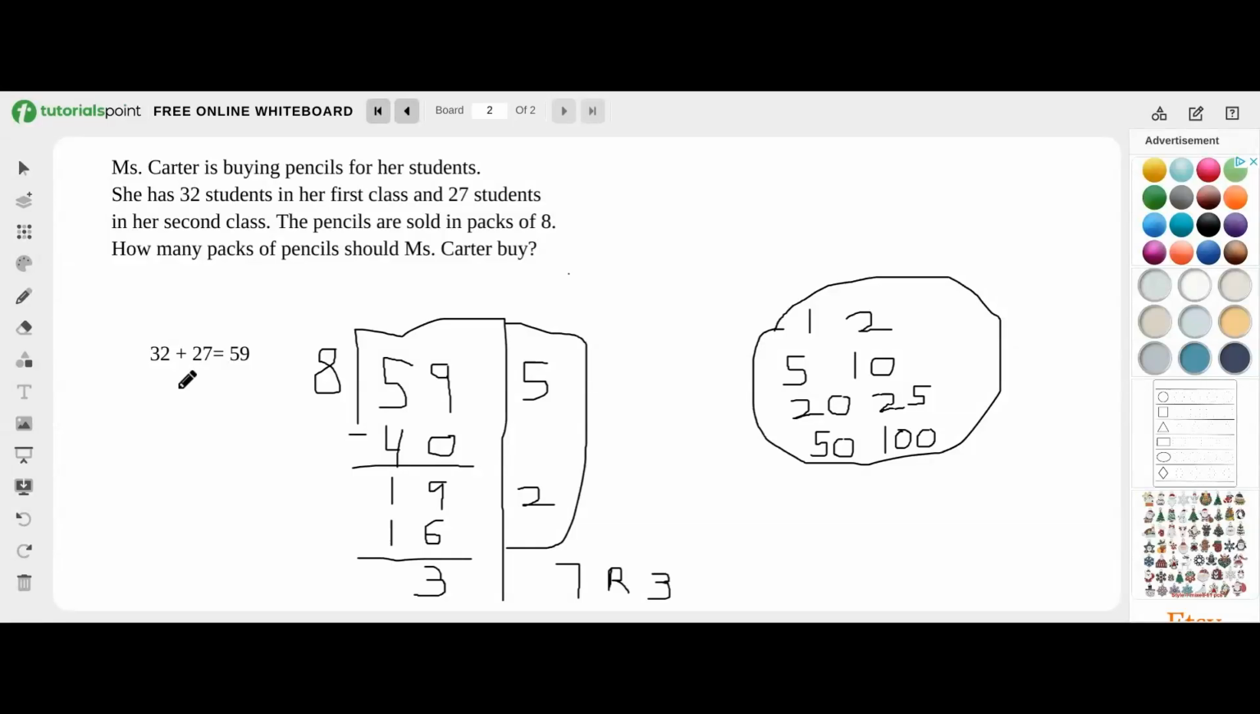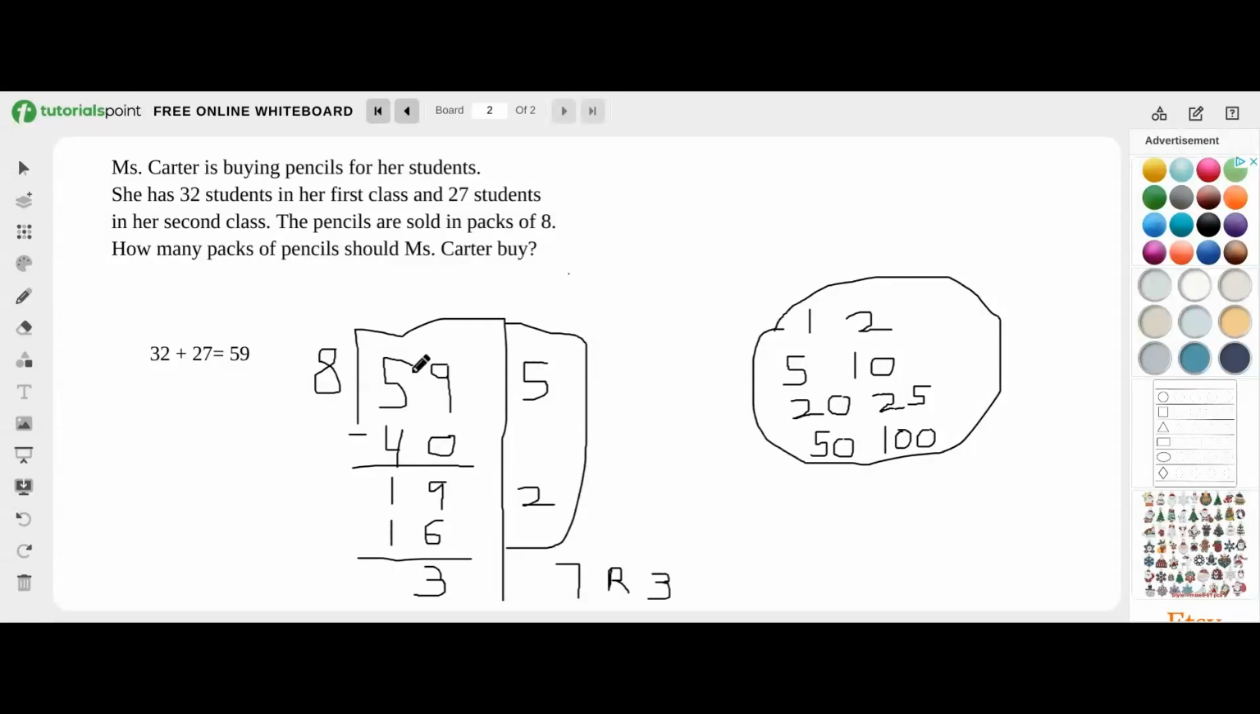Now, the next thing we got to do is we know that she has 59 students, but what she's trying to do is buy a pencil for each student. We know that the packs come in packs of 8. So there's eight pencils in each pack. So we want to know how many packs of pencils should Miss Carter buy. So we know that she has 59 pencils, and we know that they come in packs of 8. So this is where the big 7 comes into play. And the reason why is because we are breaking apart now those packs because we want to know how many pencils can she get out of those packs.